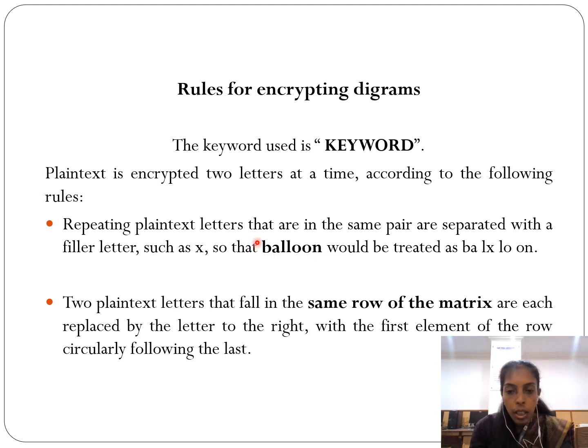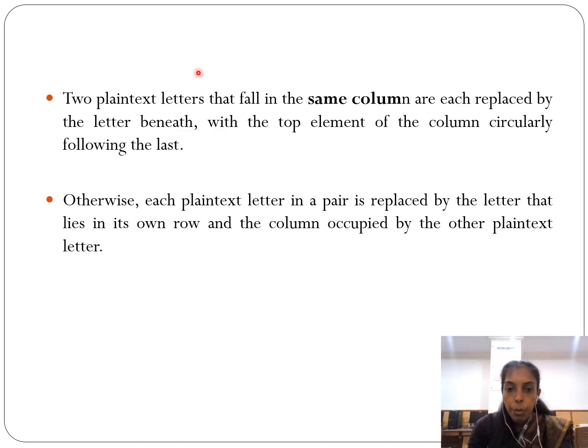So this is the first rule, and the next rule is if the plain text letters fall in the same row of the matrix, we have to replace each with the letter to its right in the same row. If we have the last letter, we have to go for a circular shift from the last. Similarly, if the letters fall in the same column, we have to replace each with the letter below it, from top to bottom, and as in the row-wise case we go for the circular shift from the last.